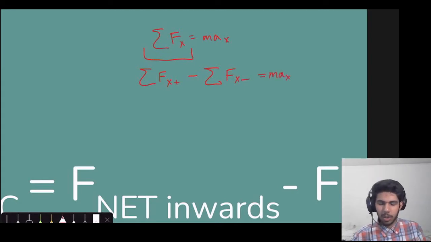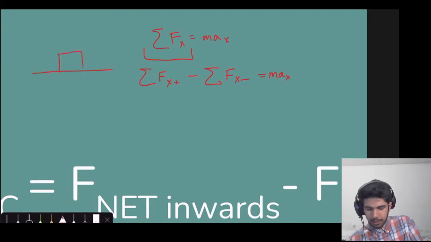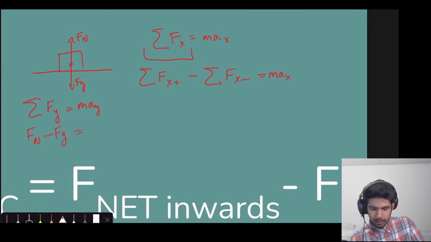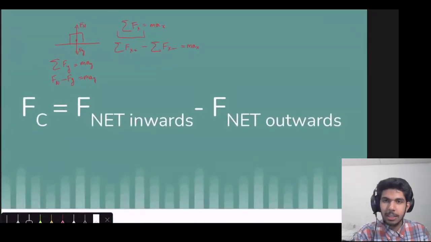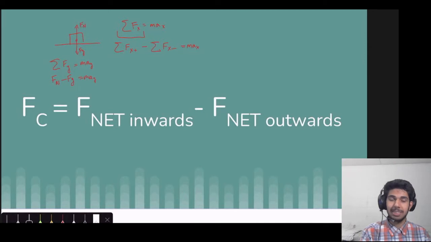And similarly for the y direction, you can imagine a block on a table, it has Fg pointing downwards and Fn pointing upwards, and we would say, okay, the sum of the forces in the y direction is may, and then we would say, okay, Fn minus Fg equals may, because Fn was pointing in the positive direction, Fg was pointing in the negative direction. This is a very similar thing here, except now we're saying that the positive direction is inwards and the negative direction is outwards, just by convention. So that's our little formula for F sub c, the net centripetal force.